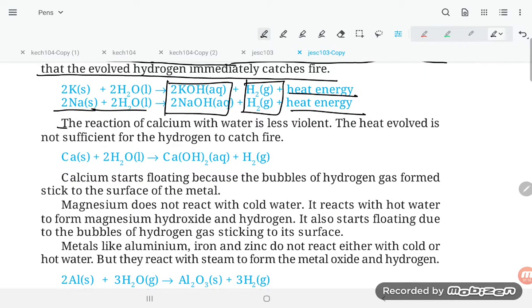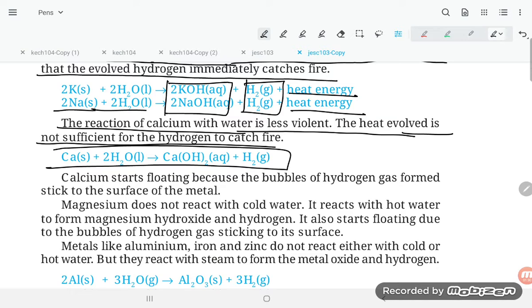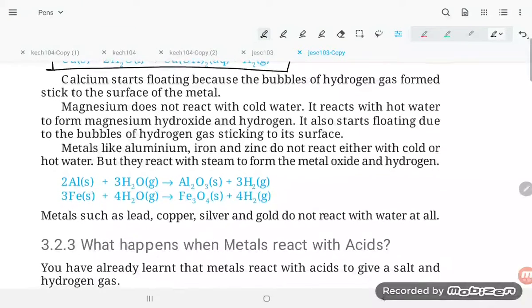Now the second case: the reaction of calcium with water is less violent. Okay, the reaction of calcium with water is less violent. The heat evolved is not sufficient for the hydrogen to catch fire. So calcium reacts with water, giving calcium hydroxide and hydrogen gas, students.